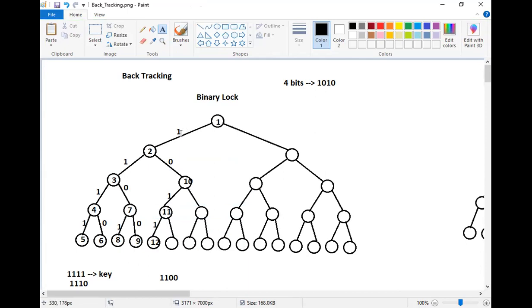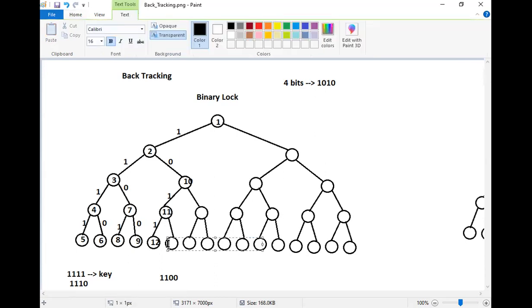Now, if I travel in this path, will it give me a solution? No. It is 1, 0, 1, 1. That will not give me a solution. What has to be done now? Back. Back means from 12, go back. What do I get? 11. From level 11, can I go somewhere down? Yes, that is towards the right side.